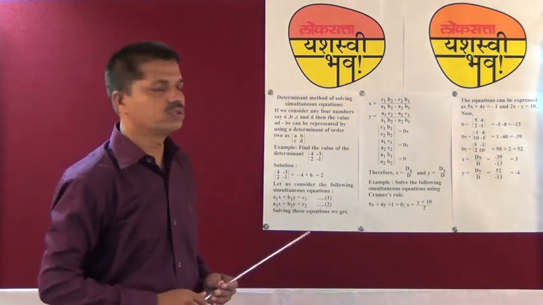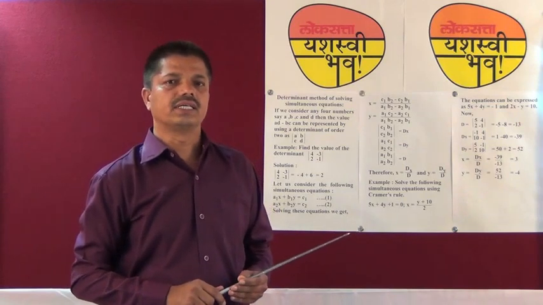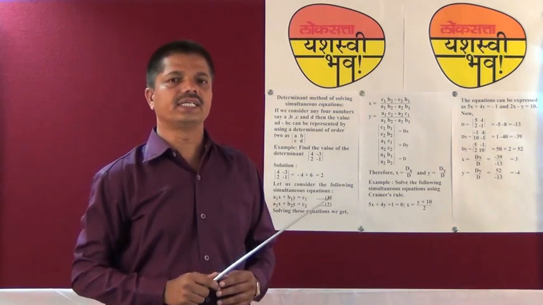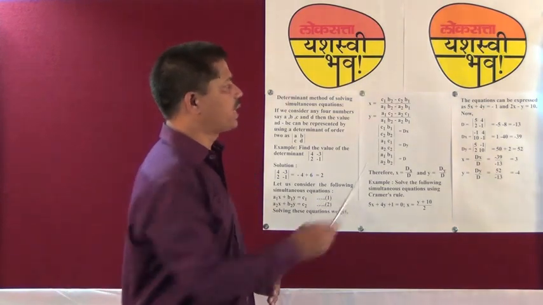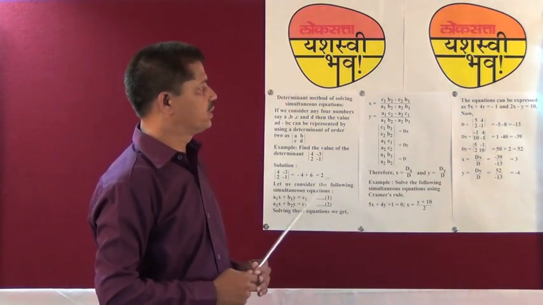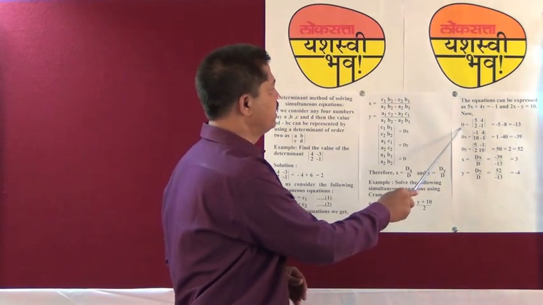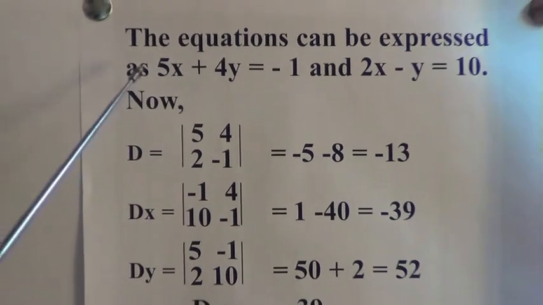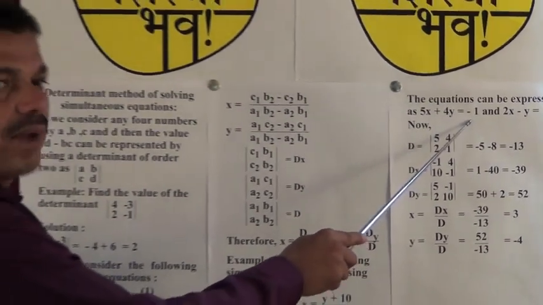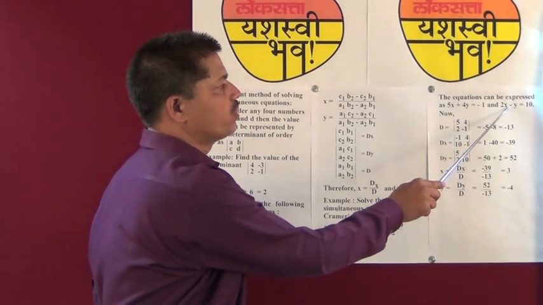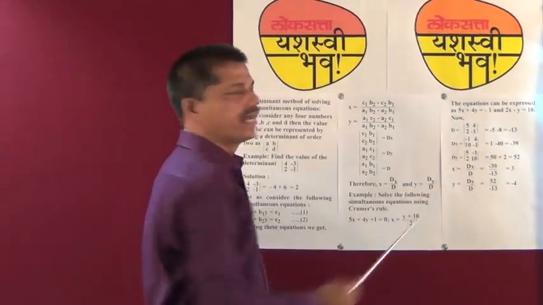Now let us find the values of the three determinants D, Dx and Dy. For finding the values of D, Dx and Dy, it is preferable that you write these two equations one below the other and find the values. Here the value of a1 is 5, b1 is 4 and c1 is minus 1, and a2 is 2, b2's value is minus 1 and c2 value is 10.